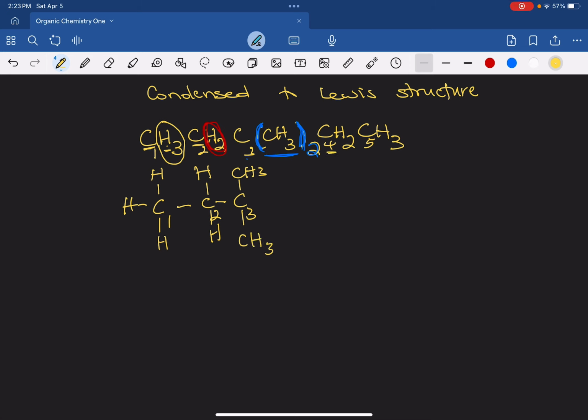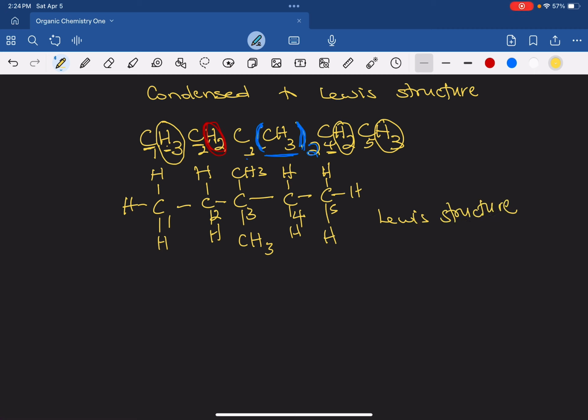Carbon 3 is bonded to carbon number 4. Carbon 4 has these two hydrogens on it that are in front of the carbon 4. Carbon 5 has the three hydrogens that are in front of it. And that's how you convert a condensed structure into a Lewis structure.